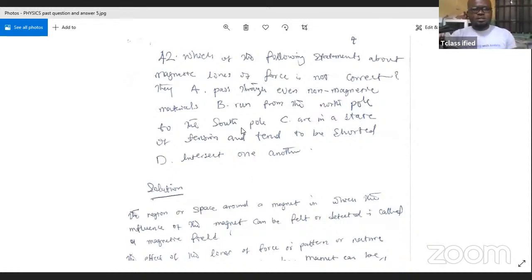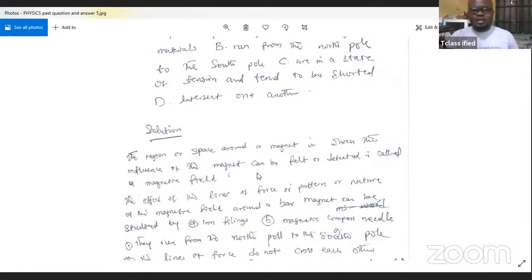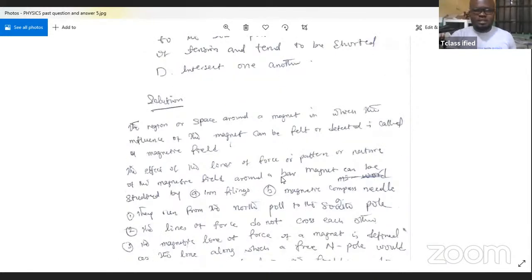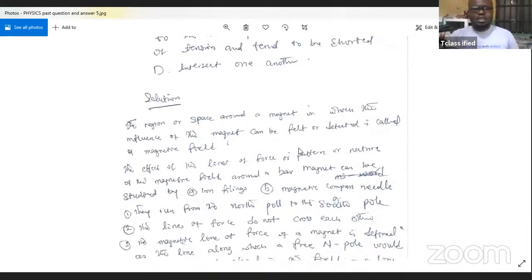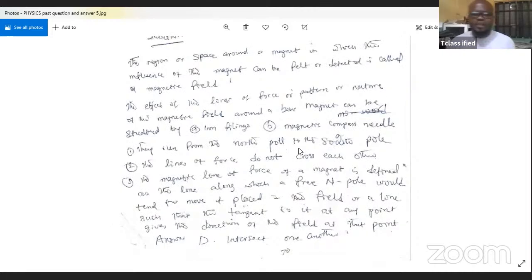So solution. The region of space around the magnet in which the influence of the magnet can be felt is known as the magnetic field. The pattern or nature of the magnetic field around a bar magnet can be studied using iron filings or a magnetic compass needle. When you do this study, you find out that the magnetic fields run from the North Pole to the South Pole. Very important. Number two, the lines of force do not cross each other. They never intersect.